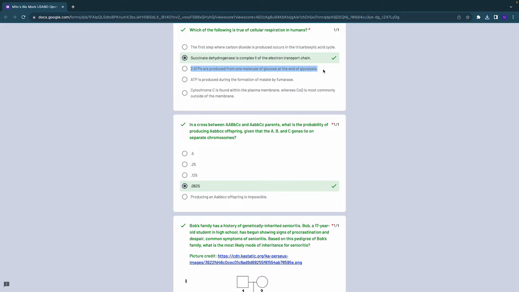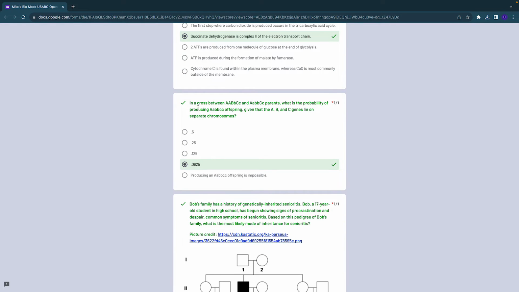That's not true. Cytochrome C is found within the plasma membrane, whereas COQ is most commonly found outside the membrane. So that's actually reversed. Coenzyme Q is usually found within the membrane because it's hydrophobic, so it gets along well with the inside of the membrane, which is also hydrophobic. Cytochrome C is water soluble.